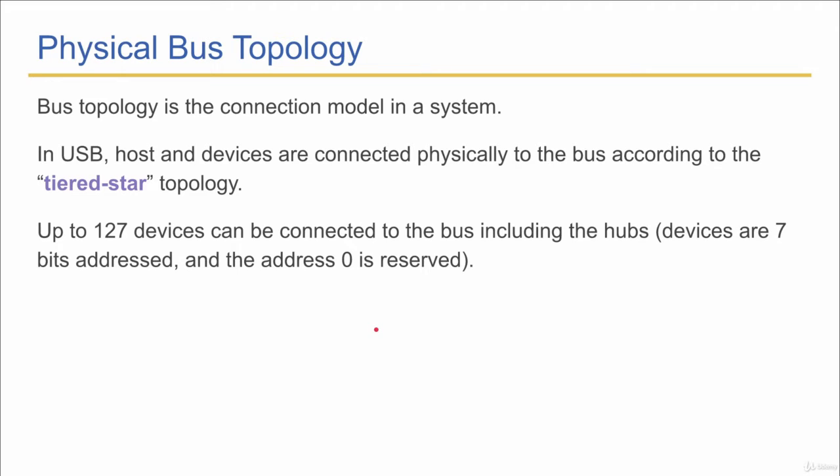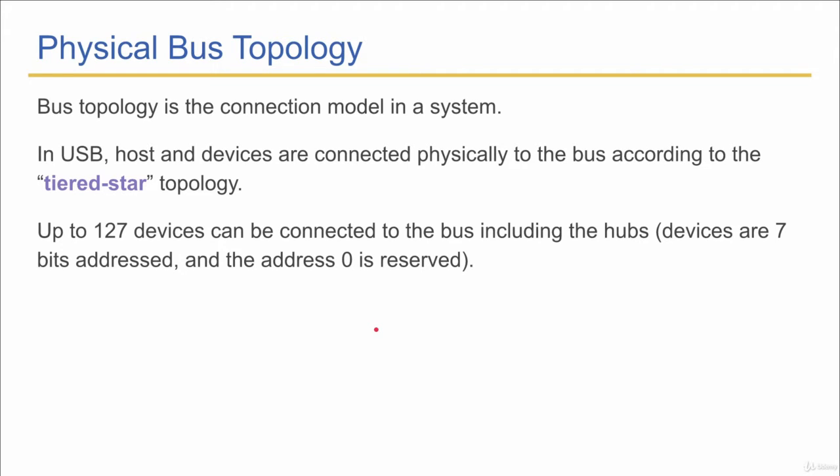In USB, up to 127 devices can be connected to the bus, including the hubs. We will define this phrase hub in a few seconds. So again, up to 127 devices can be connected to the bus, including the hubs. And why 127 devices only? This is because the devices are addressed by a 7-bit number. And the address 0 is reserved as an initial address for every single newly connected device. We'll see that later in practice. 2 power 7 minus 1 equals 127.